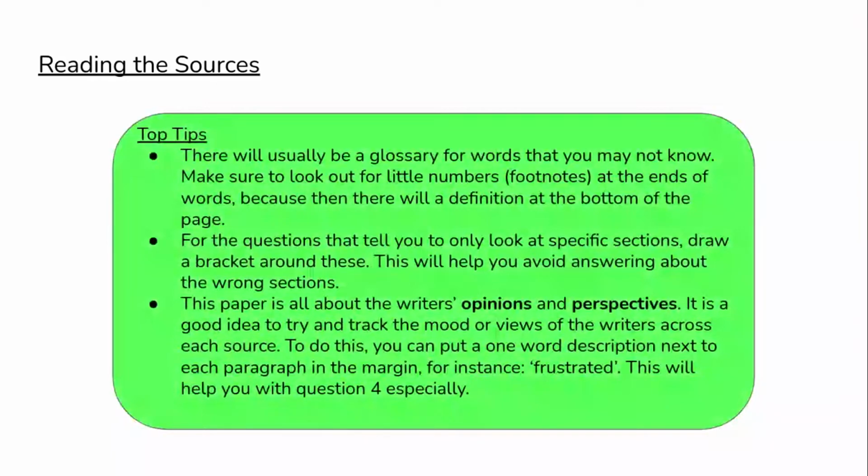Finally, the paper is all about writers' opinions and perspectives. It's a good idea to try and track the mood or the views of each writer across both of the sources. Now, to do this, a good exercise is writing a single word next to each paragraph that summarizes the mood in that paragraph. So, for example, if you are getting the sense to begin with that the writer is frustrated by the topic, you might write frustrated next to that paragraph. Or if by the end they have reached some sort of resolution, you might write contented. This will just make question 4 especially a bit easier.